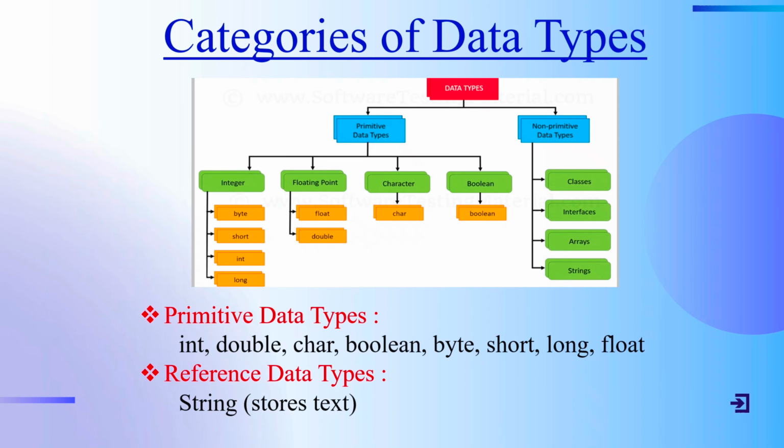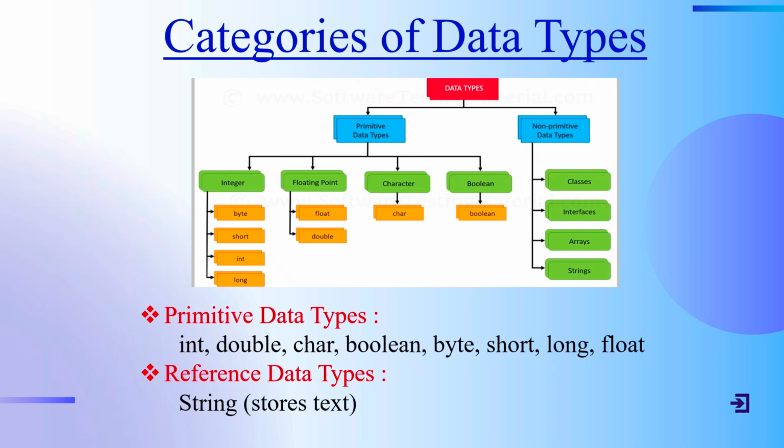Let us now come to the core concept of data types in Java. Mainly, we have divided the data types into two categories. One is primitive data type, another one is reference data type. First, let us try to understand what is primitive data type. These are the simple, basic ones like numbers, decimals, characters, true or false, which is nothing but boolean.